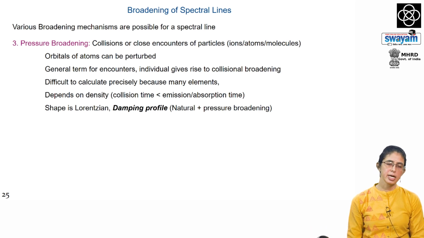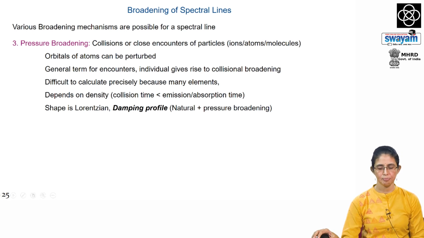So, thus we see that among the three broadening effects, the pressure broadening as well as the natural broadening are both Lorentzian, and a combination of these two Lorentzian effects is known as the damping profile.